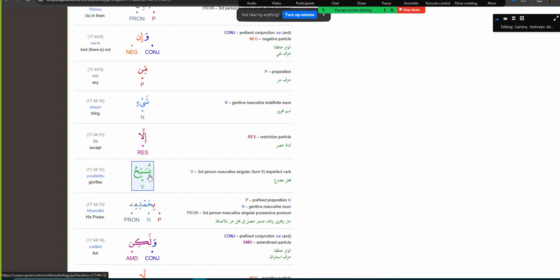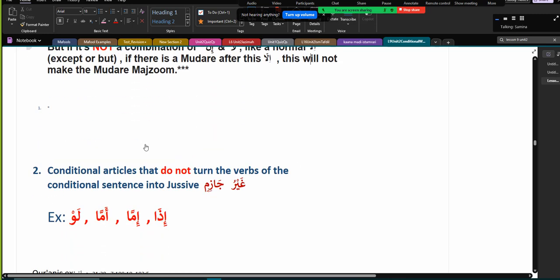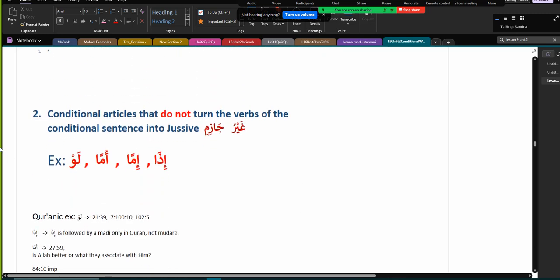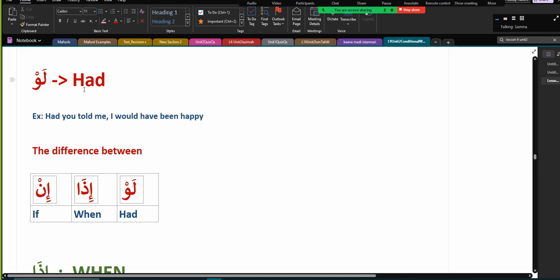It is the same mudari. So this illa is not the illa of huruf shart, the conditional word which will make the mudari majzoom, and also the meaning is except, right? But the illa of the conditional word should mean unless, or if not. So that is the thing. And then we have the conditional articles that do not turn the verbs of the conditional sentence into jasif. They are called ghayru jazim. And they are law, amma, imma, and idha, which means had.